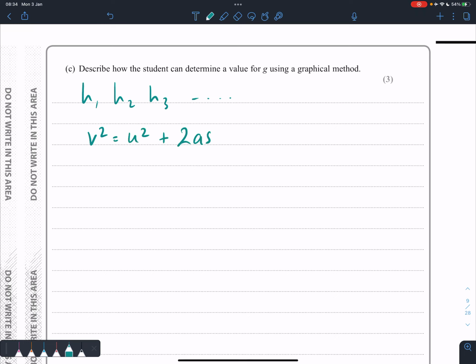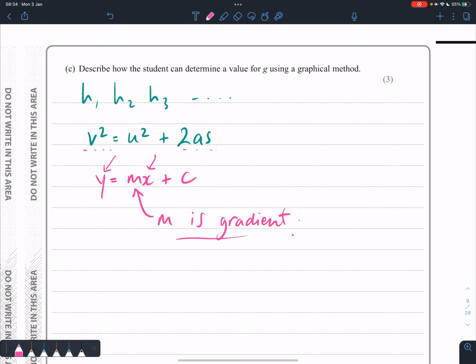A graphical method is where we end up with something like y equals mx plus c, and we will use the idea that m is the gradient. So we need to set things up so we can actually plot a y against an x based on these different things and try and work out what the gradient is going to be.